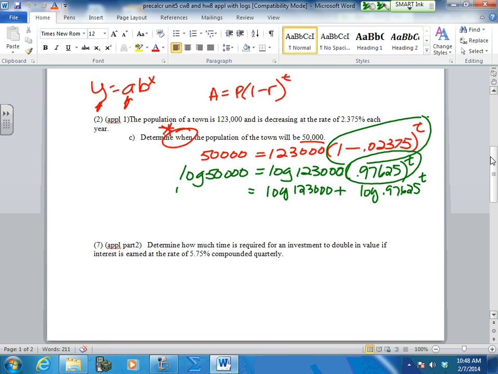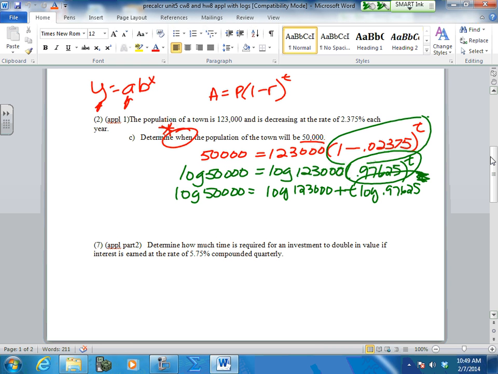Now I can bring the t in. Still equal to this guy. I didn't do anything to this side. So this t is going to come down here. That's what allows us to bring it down, the word log in front of it. But we couldn't separate this piece without using your product rule. Everybody see why? We couldn't multiply these two things together because the t only belongs to the 0.97625. It doesn't belong to the 123,000. So now we get this guy here.